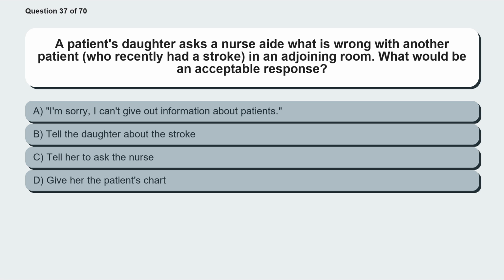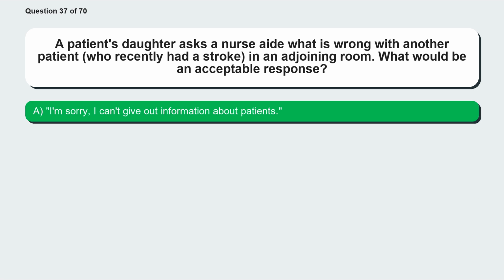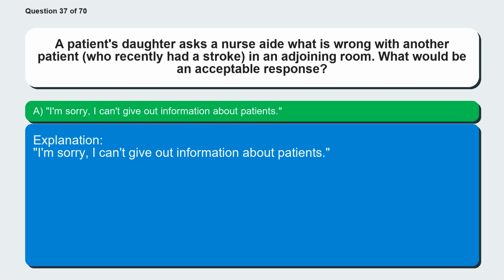Question 37. A patient's daughter asks a nurse aide what is wrong with another patient, who recently had a stroke, in an adjoining room. What would be an acceptable response? Option A, I'm sorry, I can't give out information about patients. Option B, tell the daughter about the stroke. Option C, tell her to ask the nurse. Option D, give her the patient's chart. The correct answer is option A, I'm sorry, I can't give out information about patients.